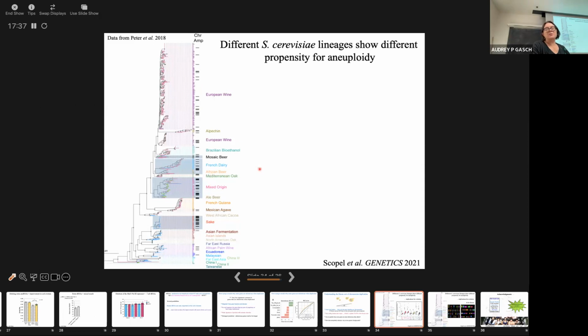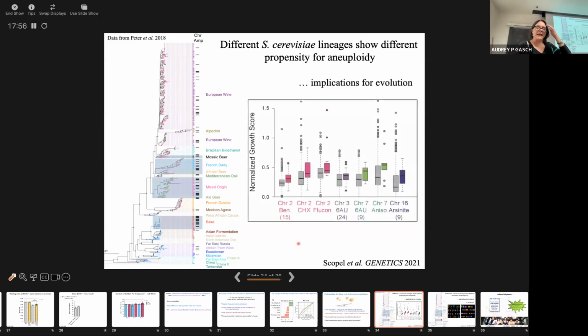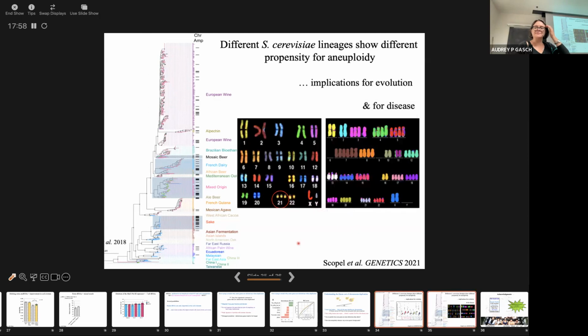And so part of what Eduardo beautifully did in this bioinformatics study is showed that certain clades of yeast, so group populations of cerevisiae, they're all the same species, but we have genetic populations. Some of those populations have much more aneuploidy than others. And so I'll skip over that. And so that, what does that mean?